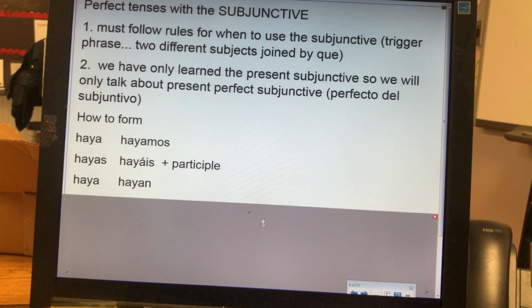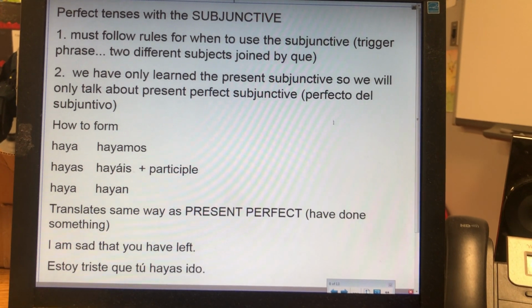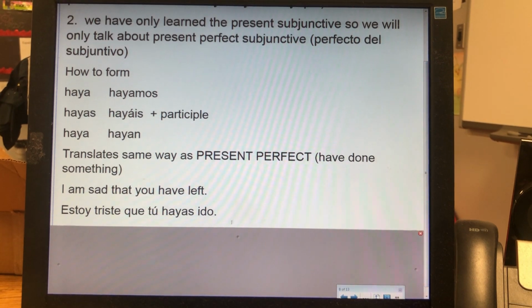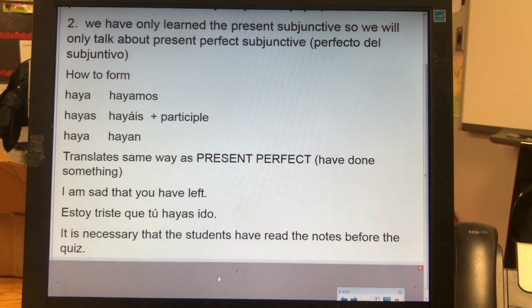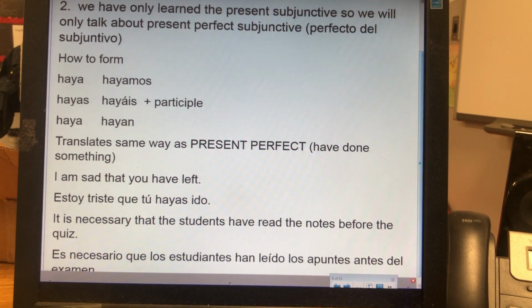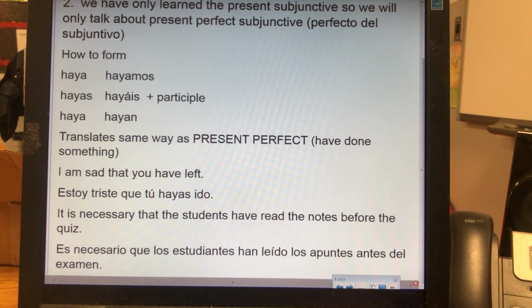Here's an example sentence. Translates the same way as the present perfect, like have done something. I am sad that you have left. Estoy triste que tú hayas ido. It is necessary that the students have read the notes before the quiz. Es necesario que los estudiantes hayan leído los apuntes antes del examen.